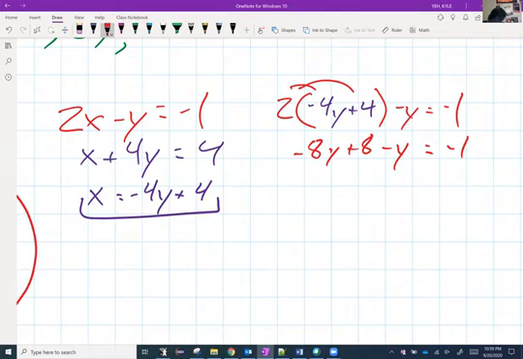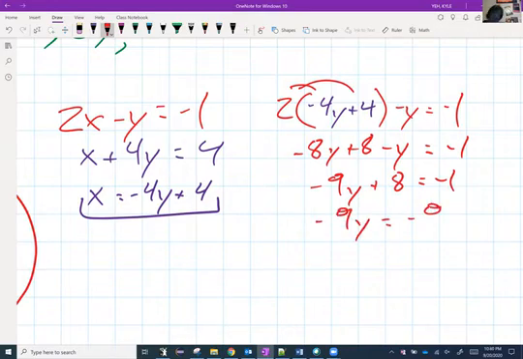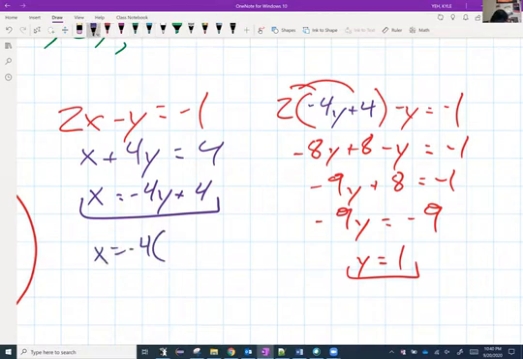So that means that negative 9y plus 8 equals negative 1. So negative 9y equals negative 9 if we subtract the 8 over to the right-hand side. y equals positive 1. And now we can go and plug that back into our x. x is equal to negative 4.